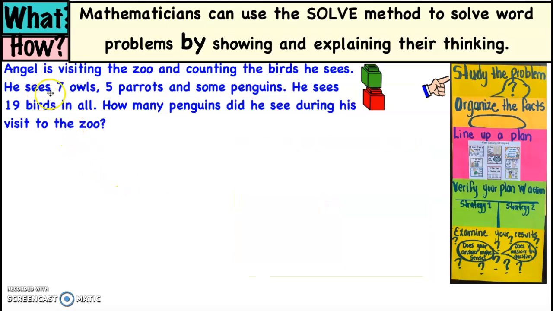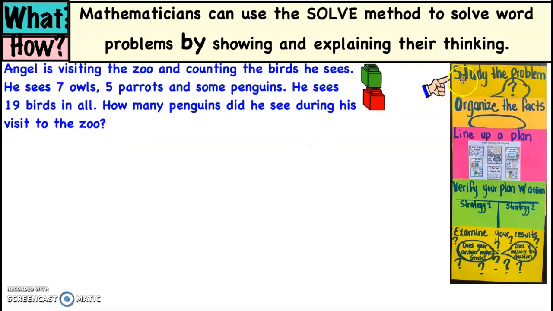So let's read our problem. Angel is visiting the zoo and counting the birds he sees. He sees 7 owls, 5 parrots, and some penguins. He sees 19 birds in all. How many penguins did he see during his visit to the zoo?